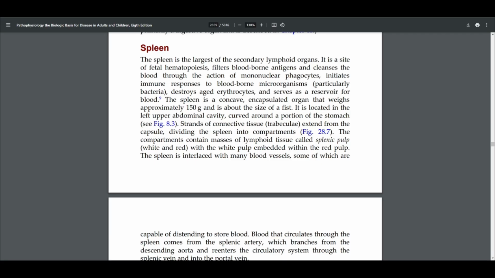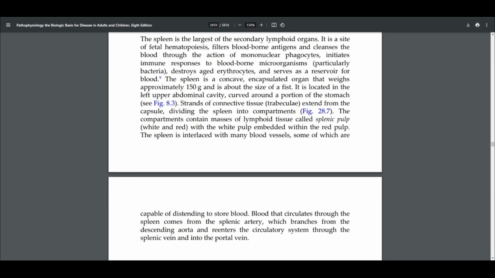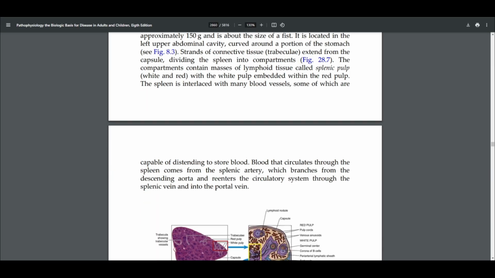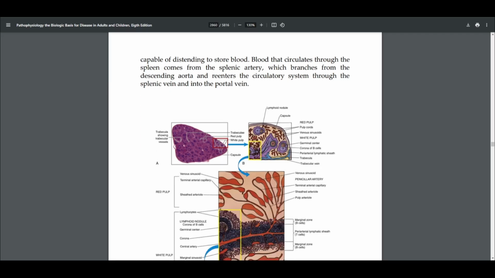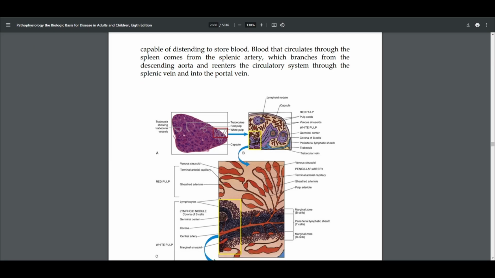The spleen is interlaced with many blood vessels, some of which are capable of distending to store blood. Blood that circulates through the spleen comes from the splenic artery, which branches from the descending aorta and re-enters the circulating system through the splenic vein and into the portal vein.